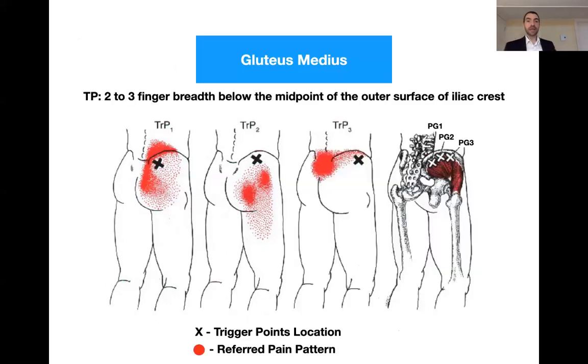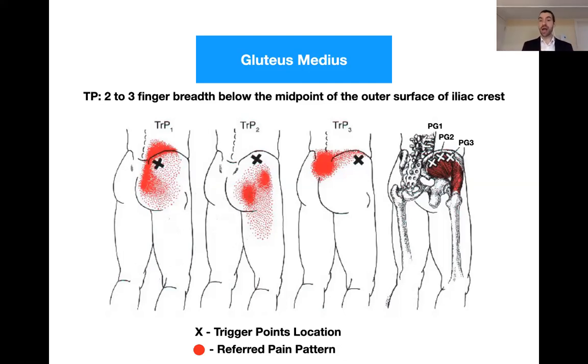Okay, so gluteus medius. The trigger point of the gluteus medius, it's really easy to find. It's 2 to 3 finger breadths below the midpoint of the outer surface of the iliac crest, right? So that's really easy. And then when you find it, please search a little bit, play with the iliac crest, because usually we have trigger point 1, trigger point 2, trigger point 3. They are all around there. So please search for it, all right?